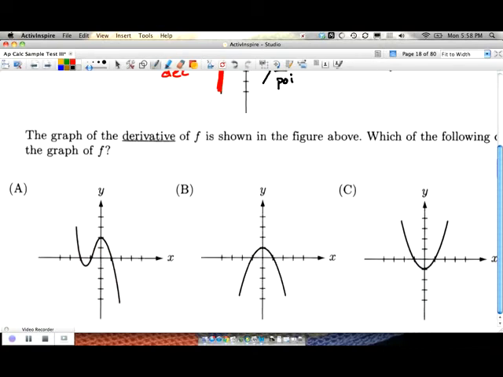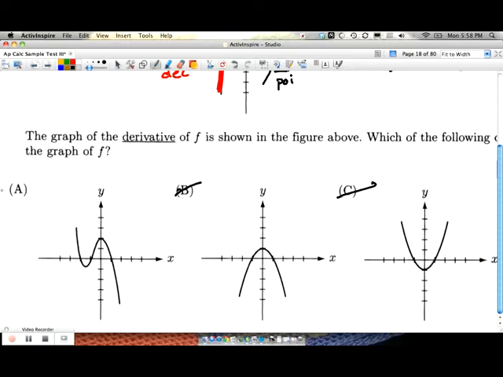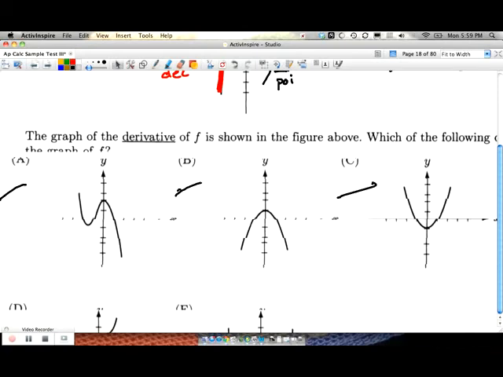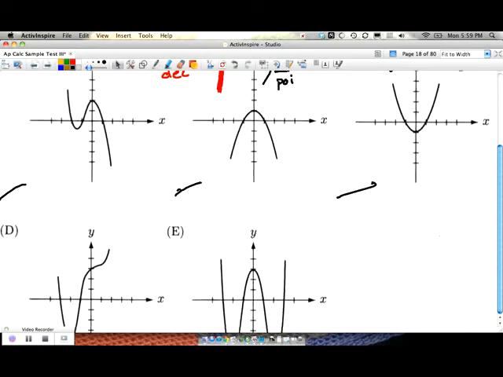Well, that would easily cancel out C and B and even A. And I think there's an answer further down here. Let's see if it's down there. So that means I can probably erase these marks. So it's between D and E. Which one do you guys think it is? I hope you guessed D.